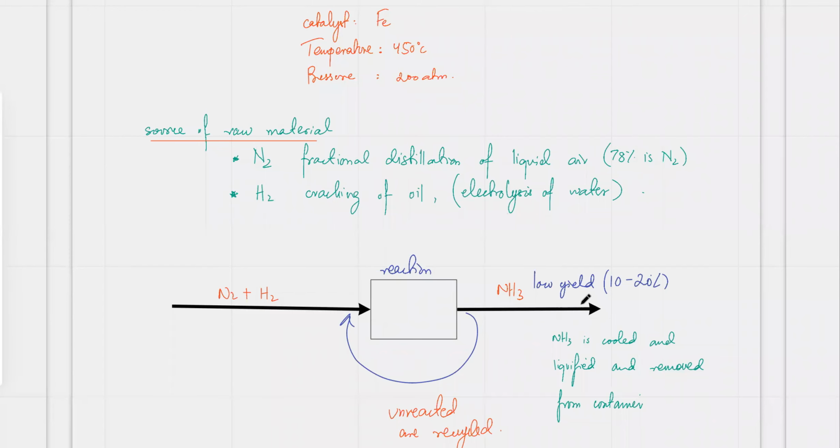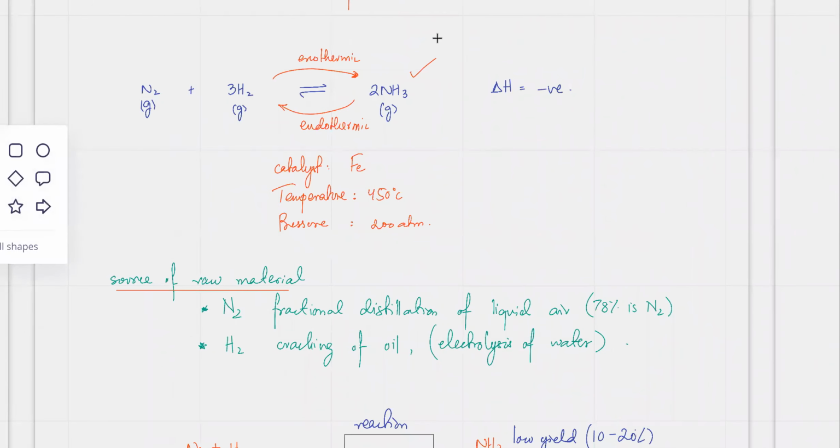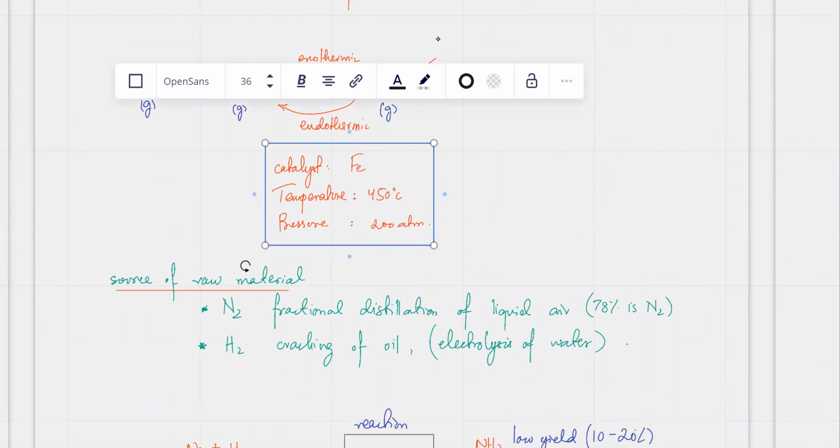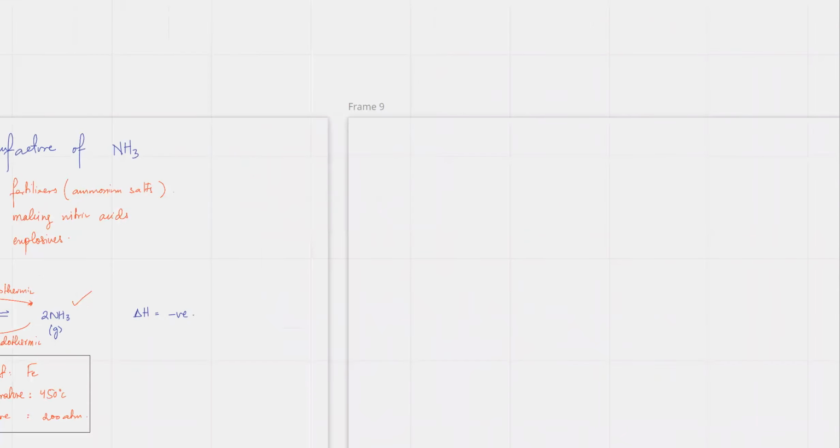Now, one very important thing about this reaction, we studied most of it. The sources of the raw material, the uses of ammonia, the conditions for the manufacture of ammonia in the Haber process. What needs to be studied now is, why do you use these conditions? There's a separate small question that usually comes, that you should justify the conditions that are used in the Haber process. But why did you use those conditions?